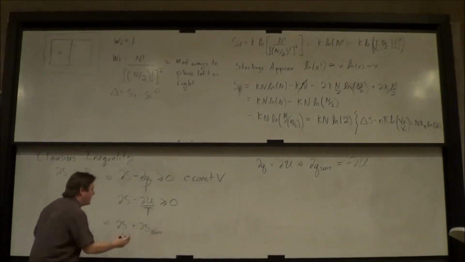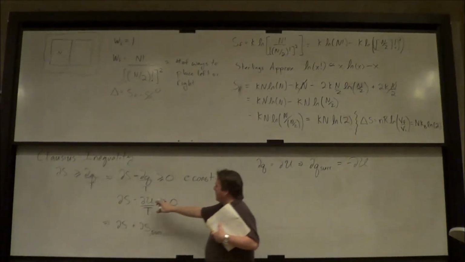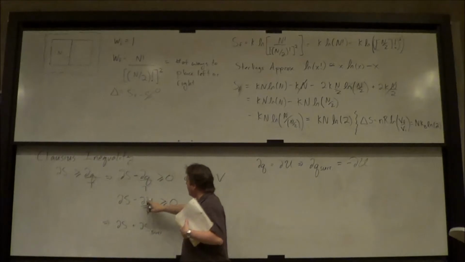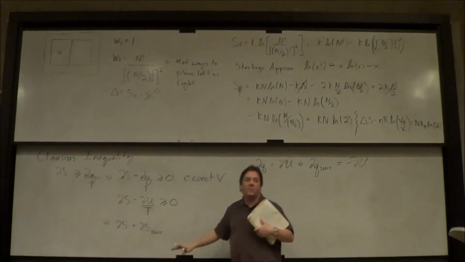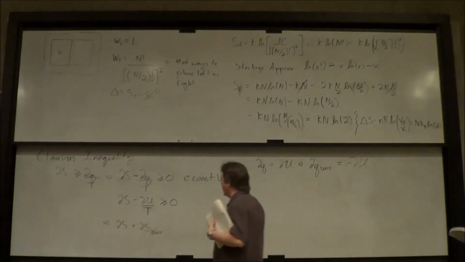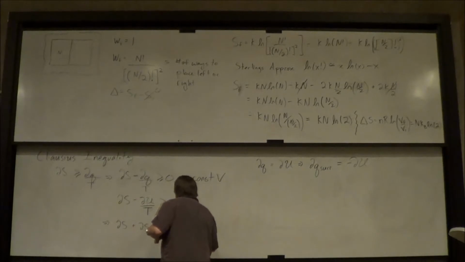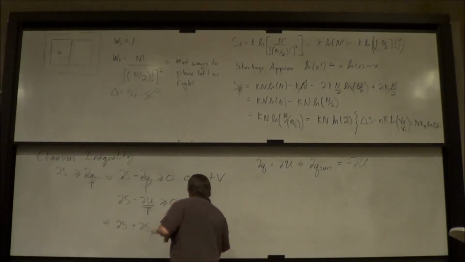So this is my point. Do you see that? This minus U is the heat of the surroundings. Heat of the surroundings over temperature is the change in entropy of the surroundings. Remember, heat's only a change. And that's equal to the change in total. And that must be greater than or equal to 0.